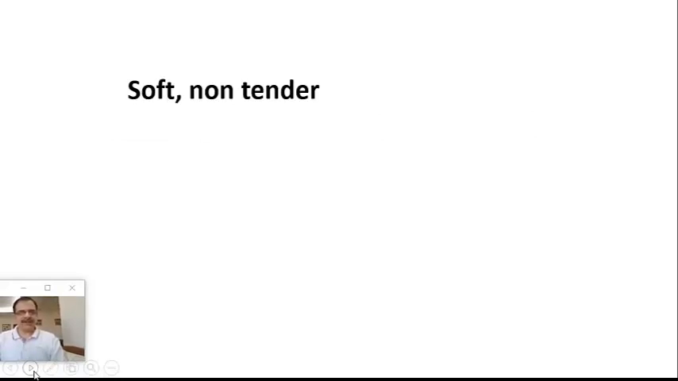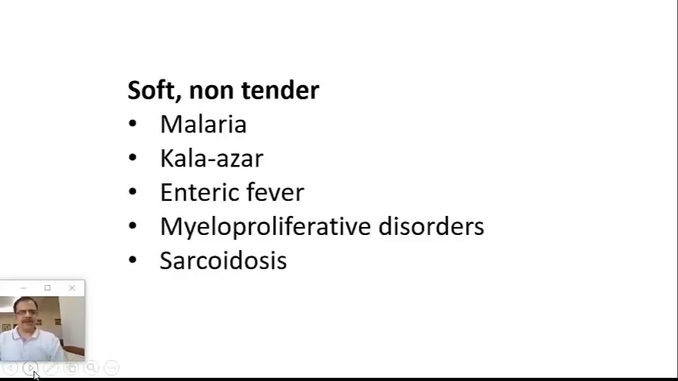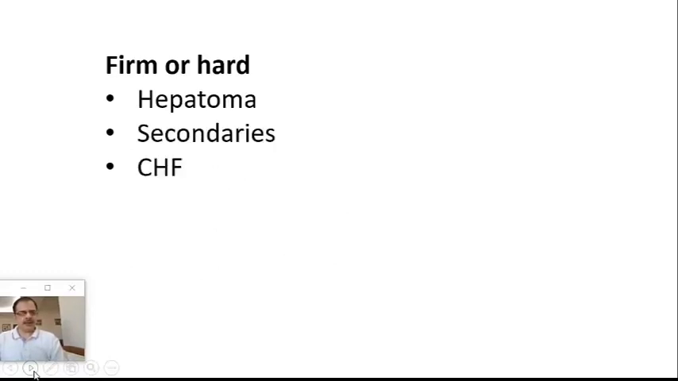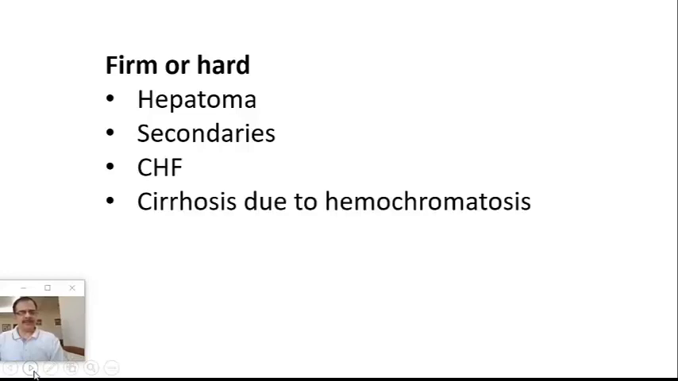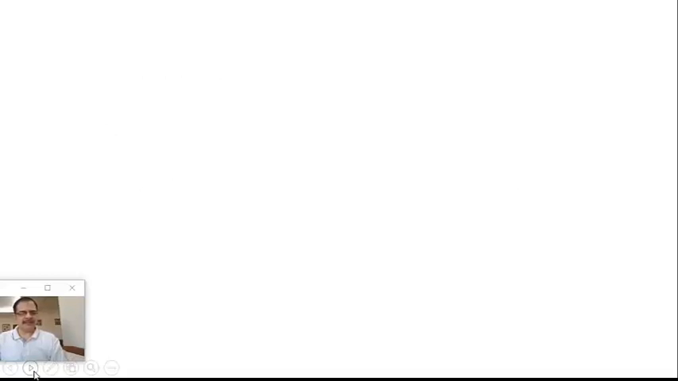If the liver is soft and non-tender, the causes will be infectious causes like malaria, Kala Azar, enteric fever, myeloproliferative disorders, sarcoidosis. While if it is firm or hard, it could be hepatoma, secondaries, chronic congestive heart failure, or cirrhosis, especially due to hemochromatosis in which the liver will be enlarged, infiltrative disorders like amyloidosis, or hydatid cyst.